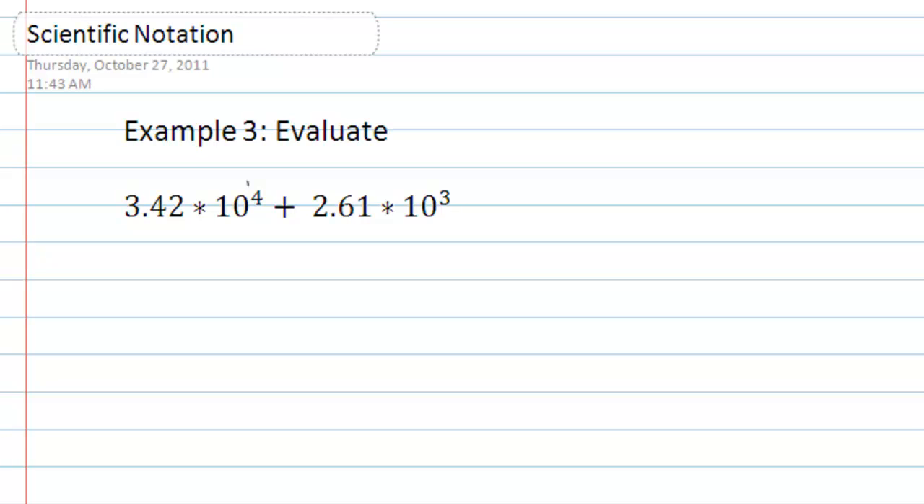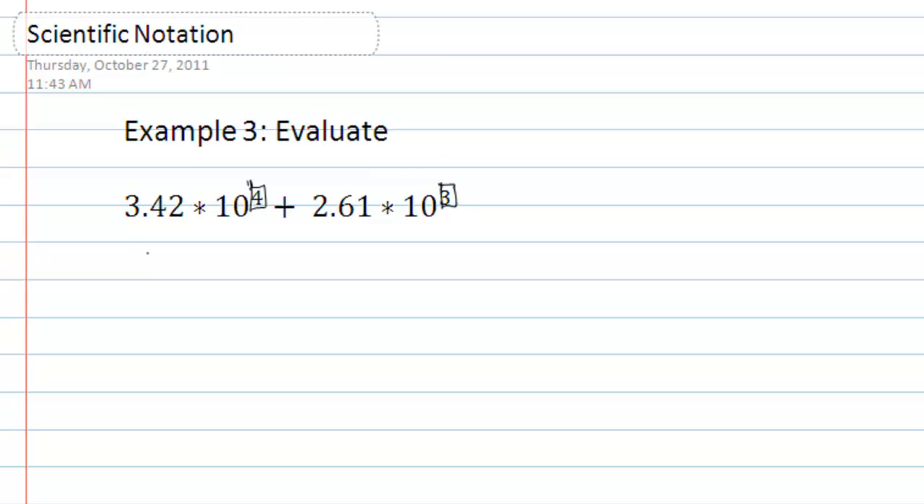In the third example for scientific notation, we're being asked to sum two different numbers written in scientific notation with different exponents. The different exponents come from the fact that we have the 4 here and the 3 here. There's one way we could do this. We could convert both of them to standard notation and then sum them normally.